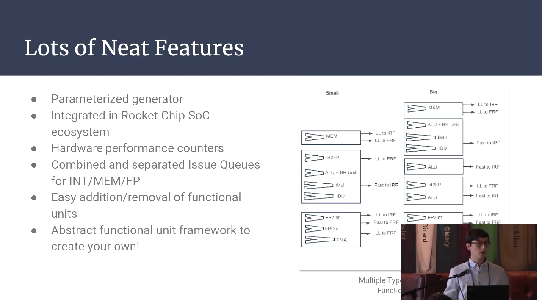We also have this framework, so you can change up your functional units fairly easily. If you want to write your own, you can go ahead and do that, and it's not too much effort. A lot of the extra logic around bypassing and speculation is automatically done for you. All you have to do is write the main crux of that functional unit. What is it doing?